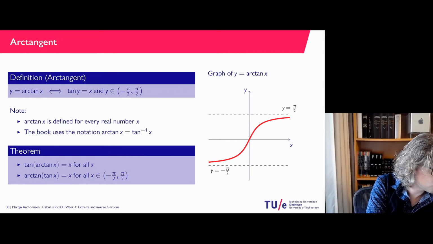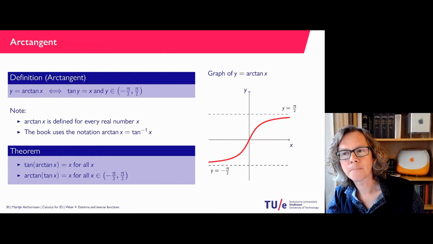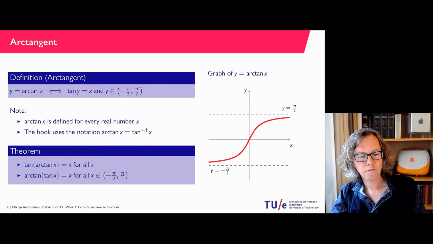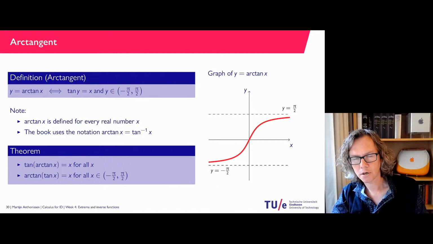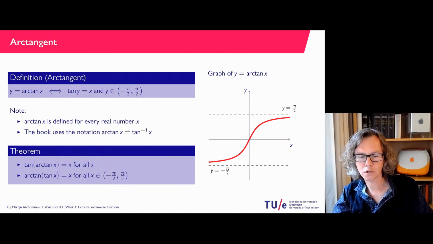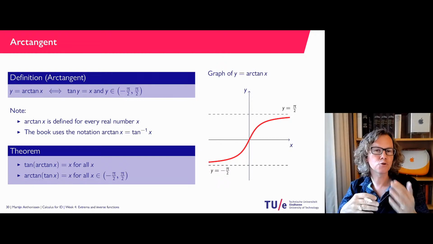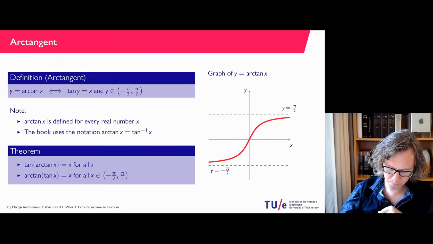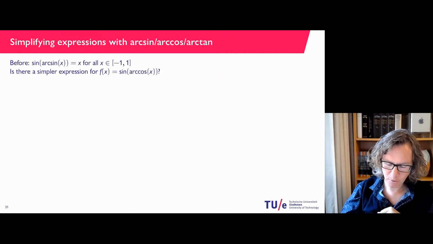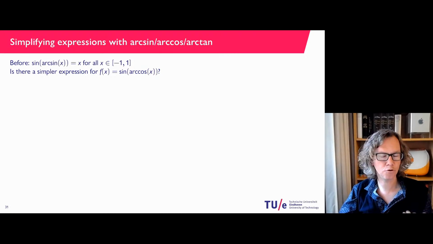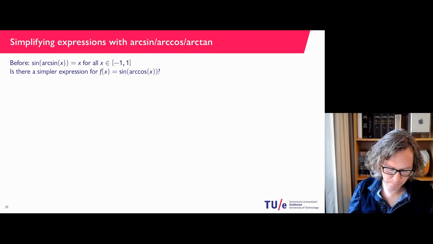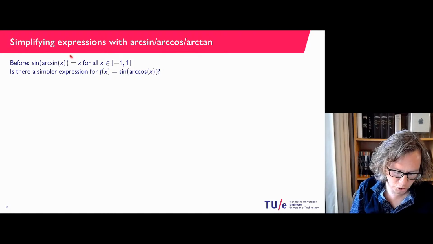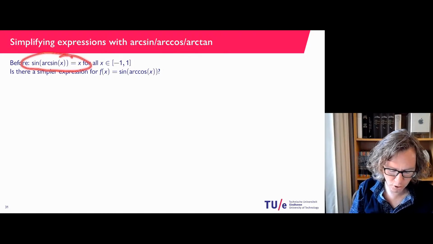Let me check what I wanted to show you more. Since these functions, sine, tangent, arctangent, and so on, are all related to each other, sometimes you can use a little trick to simplify expressions. And I want to give you an example here, and you will have some questions on it, but then you know what to do there. So what we have basically seen is that the sine of the arcsine, well, they cancel out.